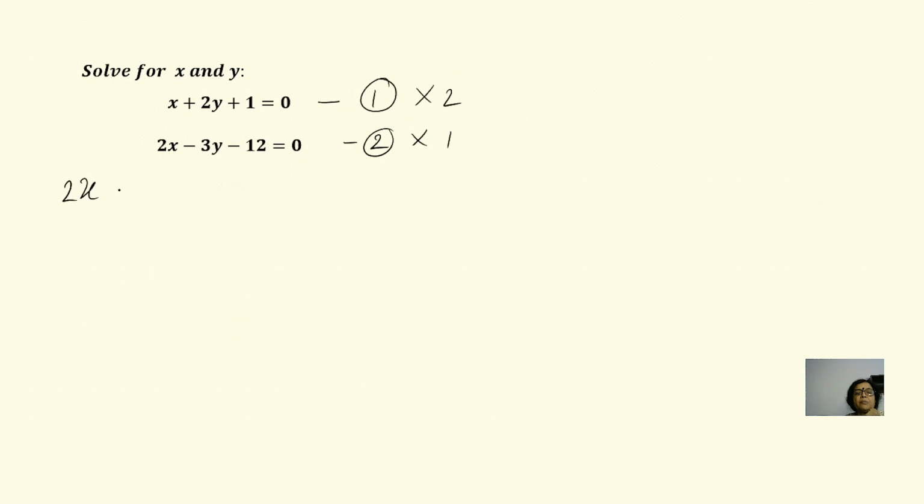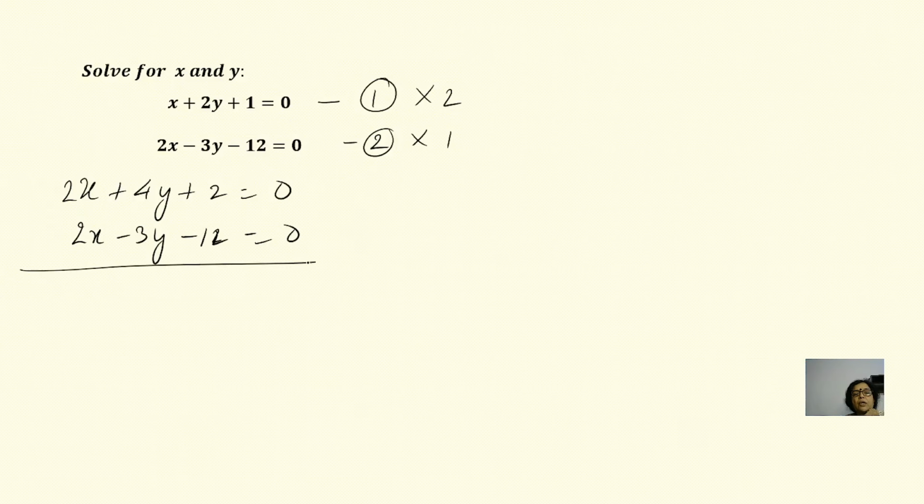So this will become 2x plus 4y plus 2 is equal to 0. And the second one, keep it as it is, 2x minus 3y minus 12 is equal to 0. Here the signs will change when we subtract. So this will become 7y plus 14 is equal to 0. That means y is equal to minus 2.